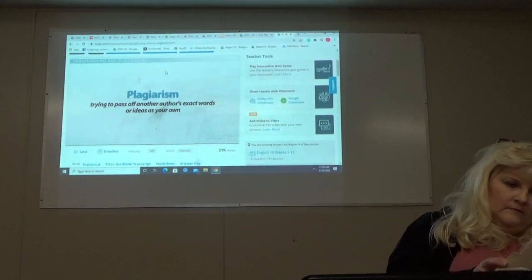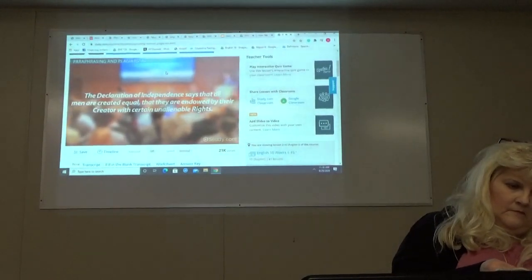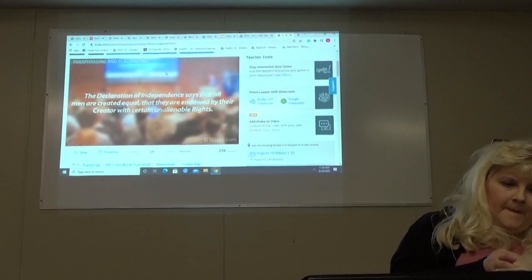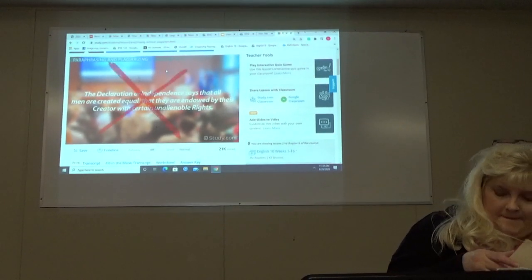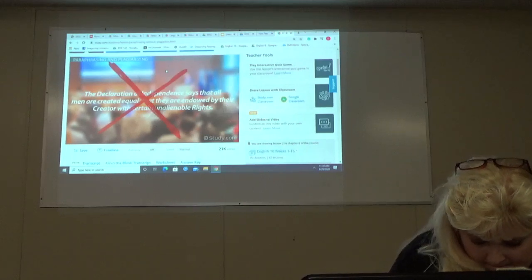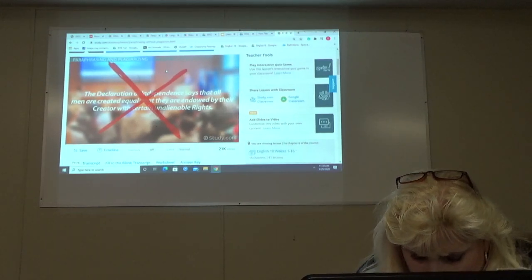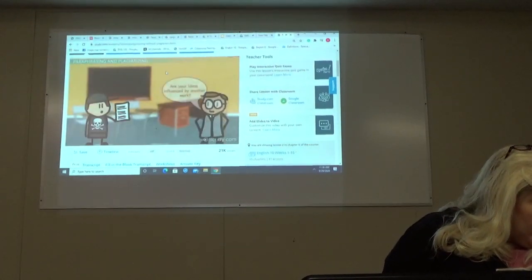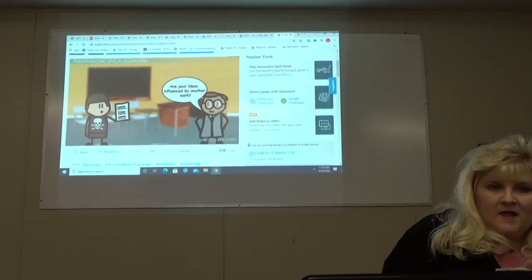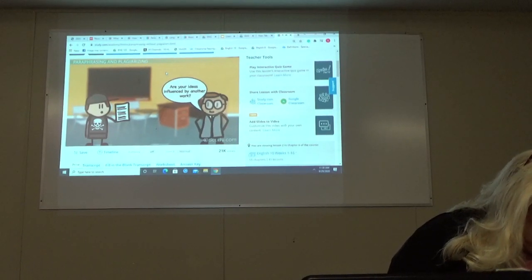Here's an example of what not to do. The Declaration of Independence says that all men are created equal, that they are endowed by their Creator with certain unalienable rights. There are no quotation marks here, so this sentence is trying to claim the language of the Declaration as your own writing. That's dishonest. It's a form of stealing. It's also plagiarizing if you use someone else's idea, but don't say where you got it from. Plagiarizing is not acceptable under any circumstances.